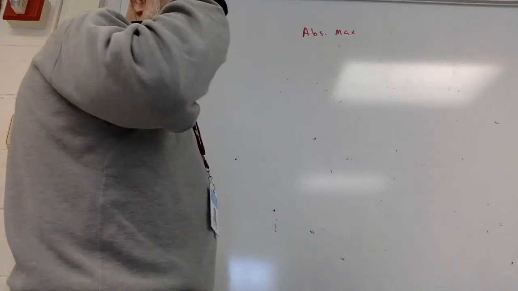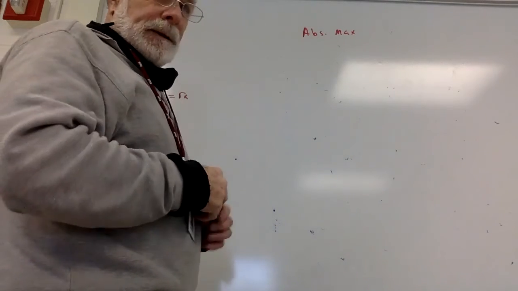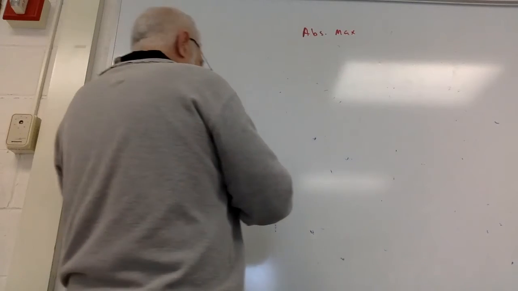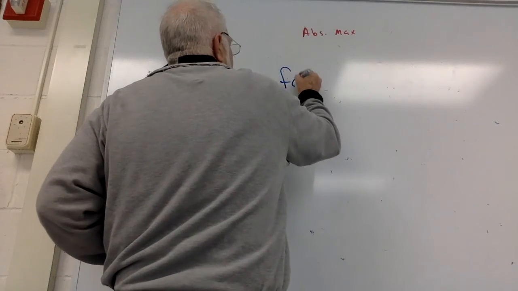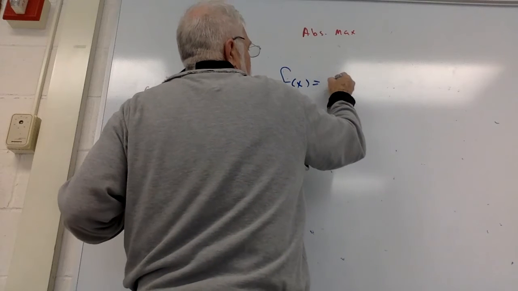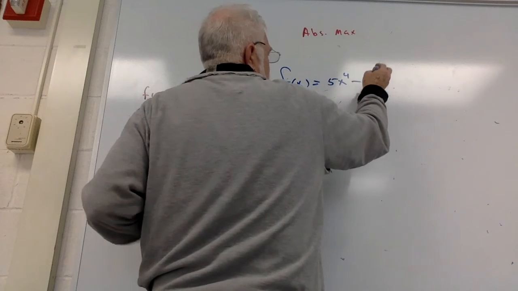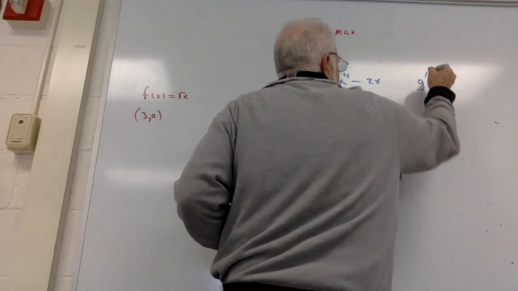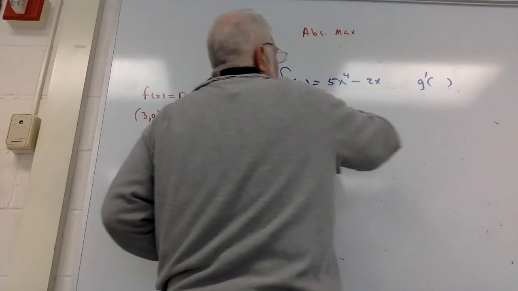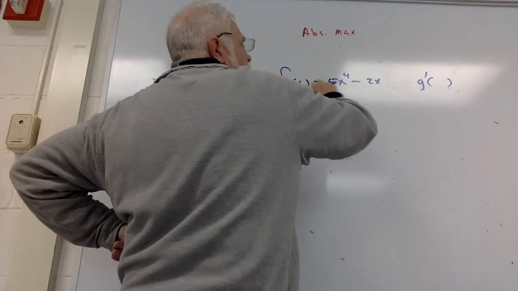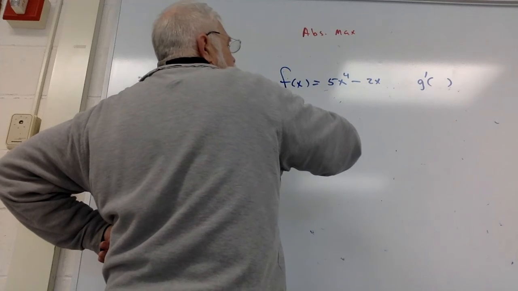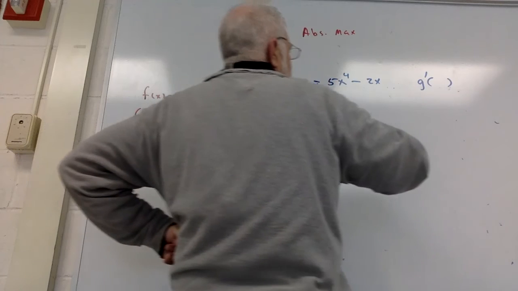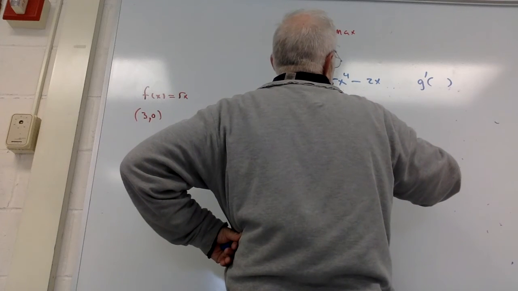All right, so let's see. Let's do a quick and easy problem here. It's not quick and easy for you yet. So let's look at inverses. All right, I'll give you f of x is equal to 5x to the 4th minus 2x. All right, and I'll say that g, we want to find g prime. F and g are inverses. Hard to find this inverse algebraically, but there's a way to find the inverse at an x value of 3.